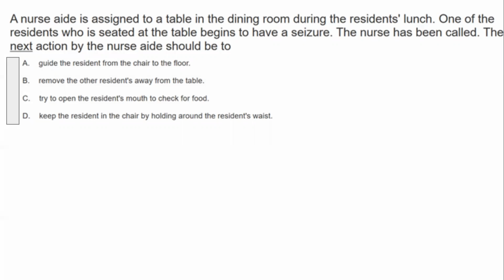The next action by the nurse aide should be to A, guide the resident from the chair to the floor. B, remove the other residents away from the table. C, try to open the resident's mouth to check for food. Or D, keep the resident in the chair by holding around the resident's waist. The correct answer is A, guide the resident from the chair to the floor.